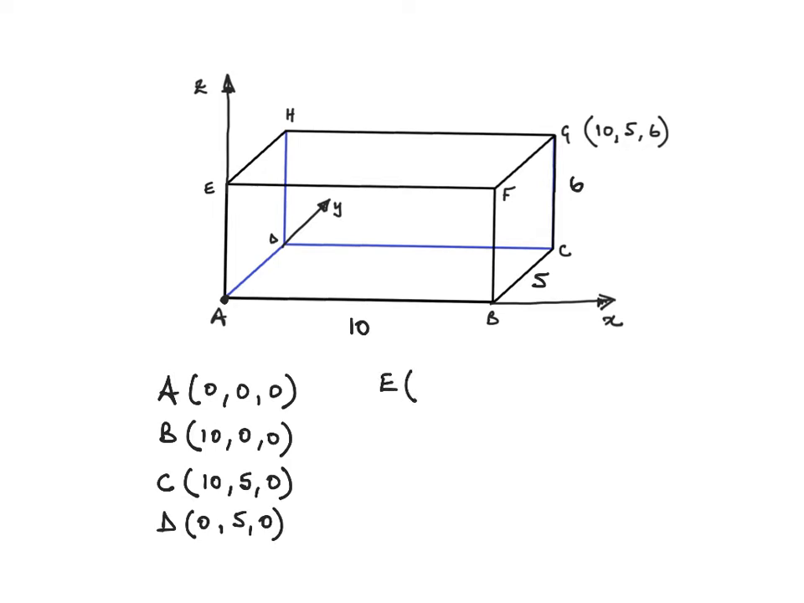The point E, so that's 0 in the x, 0 in the y, and 6 in the z. F, that's 10 along in the x, 0 in the y, and 6 in the z. We already know G, and then H is 0 in the x, 5 in the y, and 6 in the z.